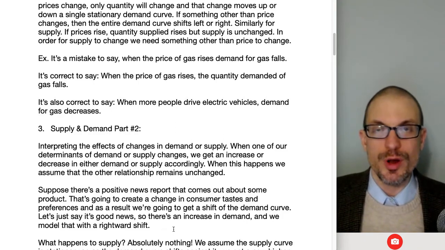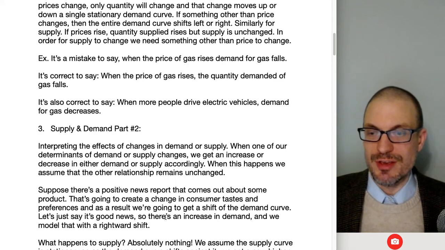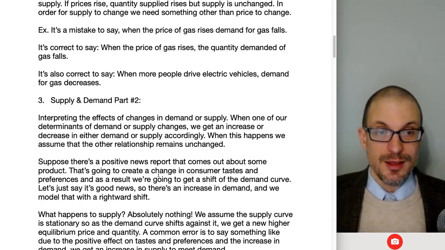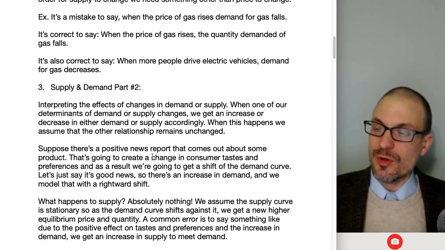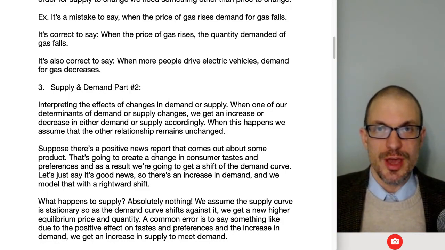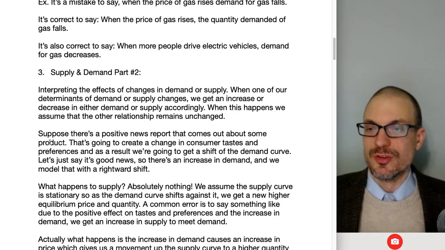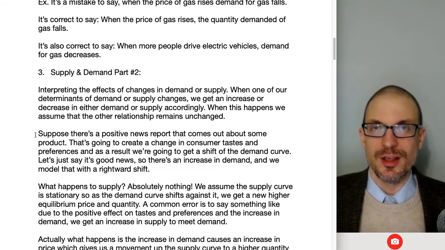You want to identify one of our demand or supply shifters, and then think about in which direction that's going to have the effect, right? And in doing so, we're going to assume that the other side hasn't changed at all, right? So, all right, let's think about this in terms of an example.